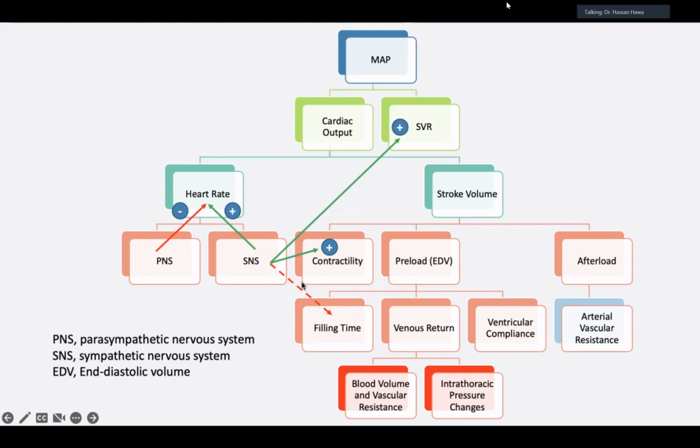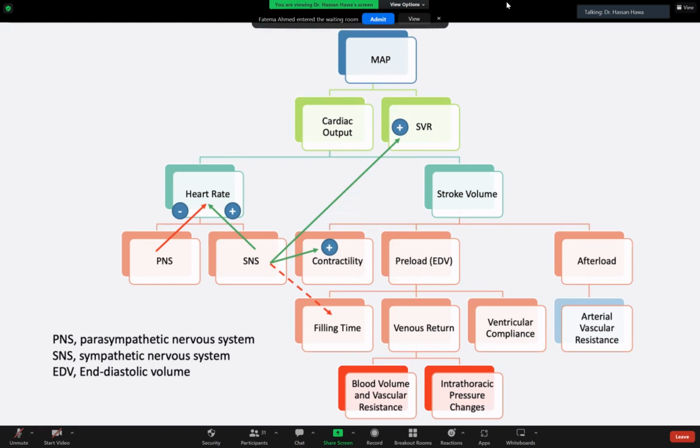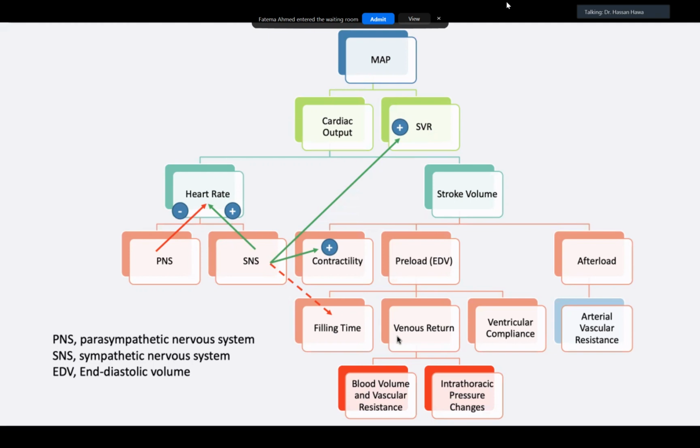The other thing that can affect the preload is the venous return, and hence if your patient is hypovolemic, then there will be less volume coming back to the heart, and then a smaller volume coming out of the left ventricle. Another important point is the ventricular compliance. If there's stiffness in the ventricle for any reason, then that also might impede the filling of the heart.